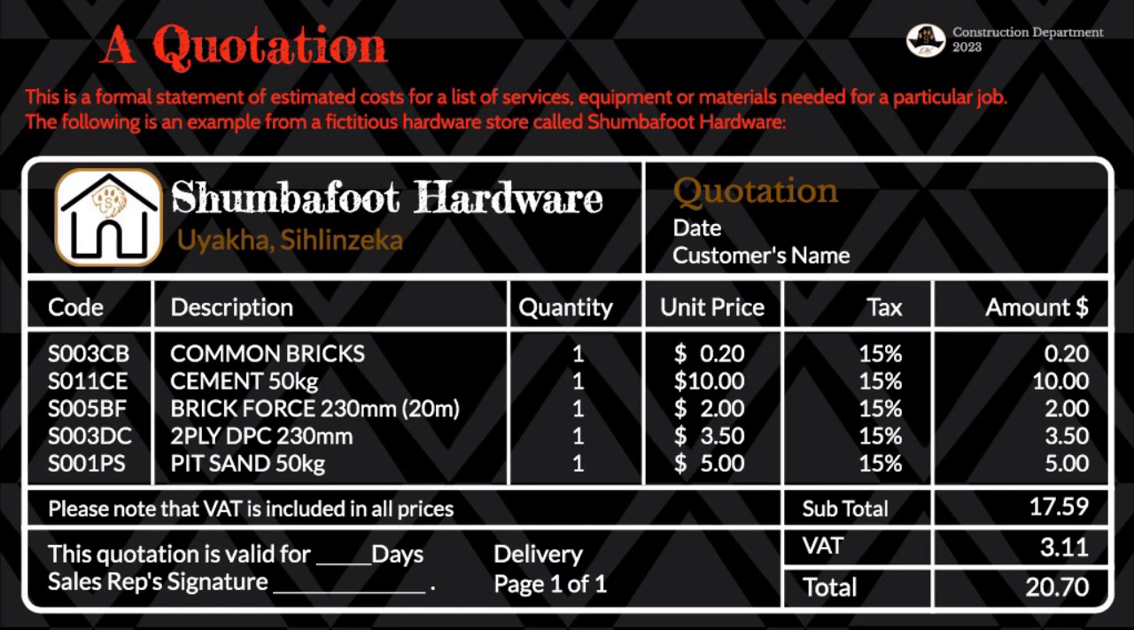Okay, so assuming that you watched the video of the build-up rate for the 20 MPa concrete, then you're going to be able to understand what's written here, the quotation, and how it looks. There are only a few things that have changed, like the materials. I've put a list of the materials that are needed for the building of a wall, the 230 wall. We have common bricks, we have cement for the mortar, as well as the pit sand for the mortar, and then we have the brick force for reinforcement of the wall, and then we have the 2-ply DPC for the damp proof. The DPC means damp proof course, which is a material we use to separate the wall from the underground water and moisture that may damage the wall.